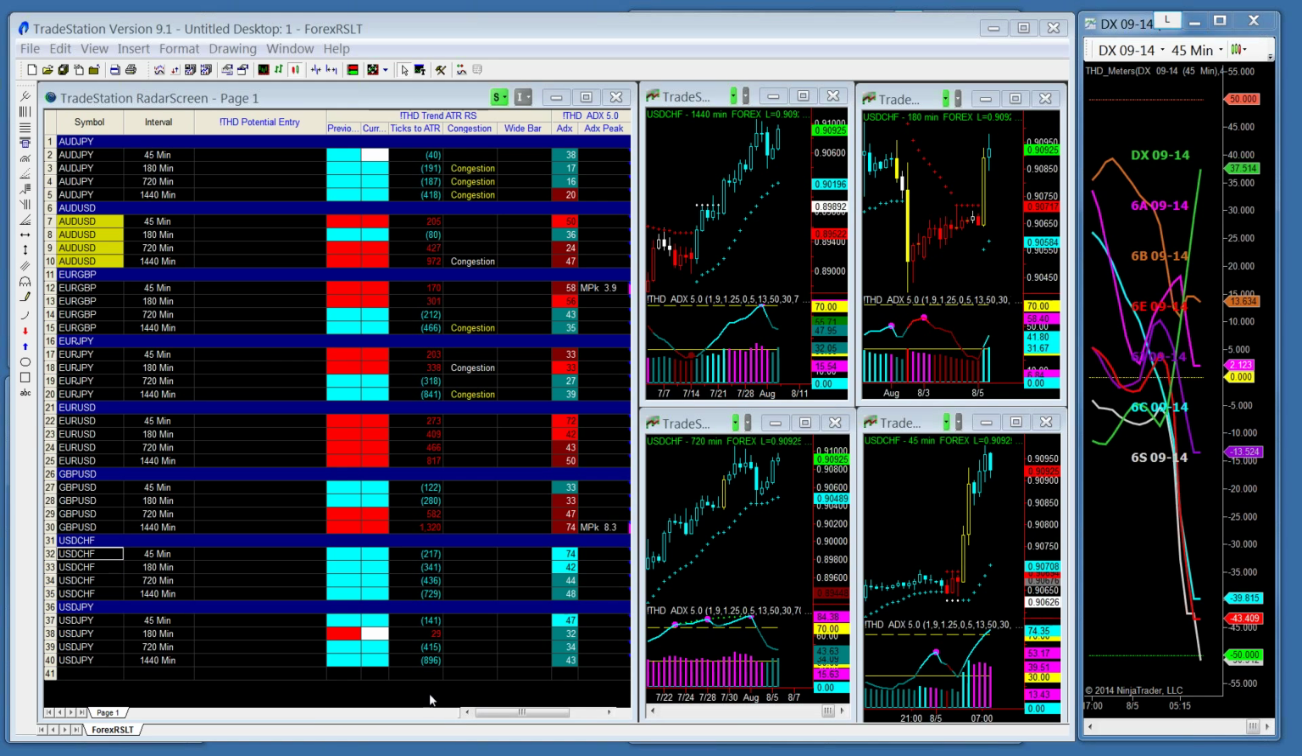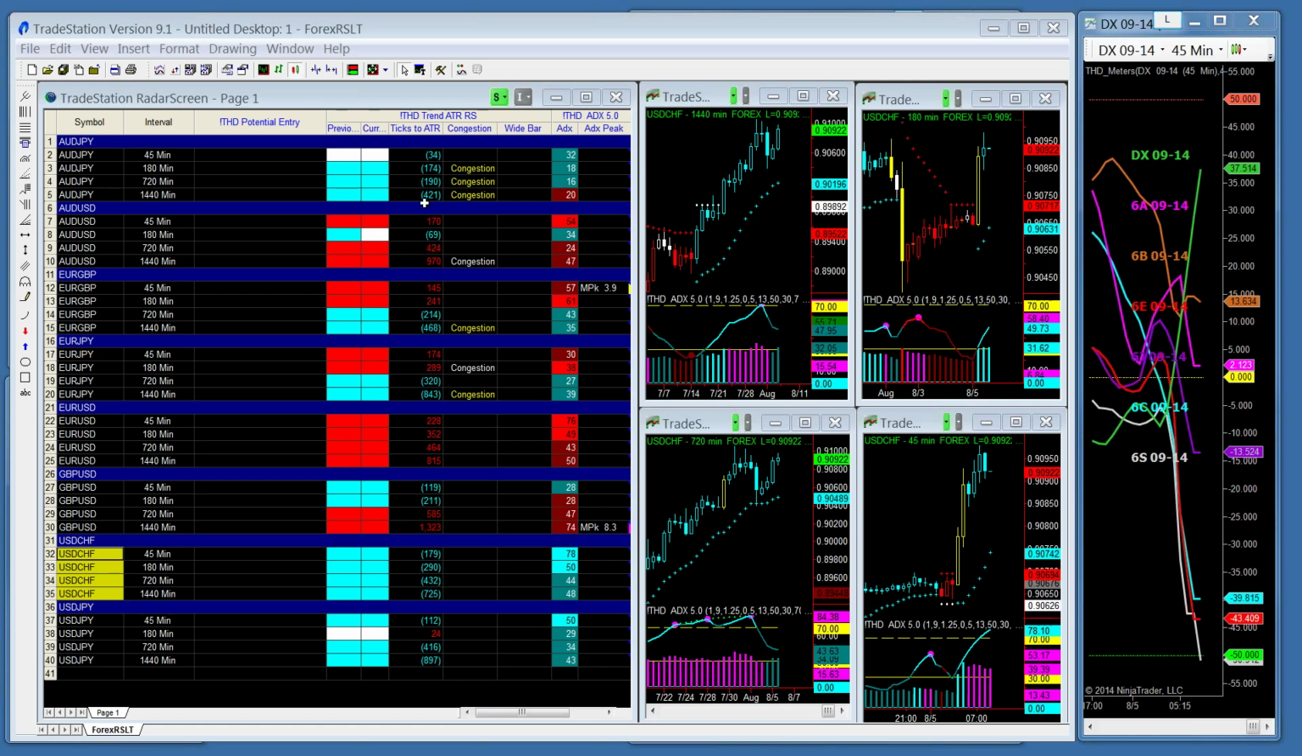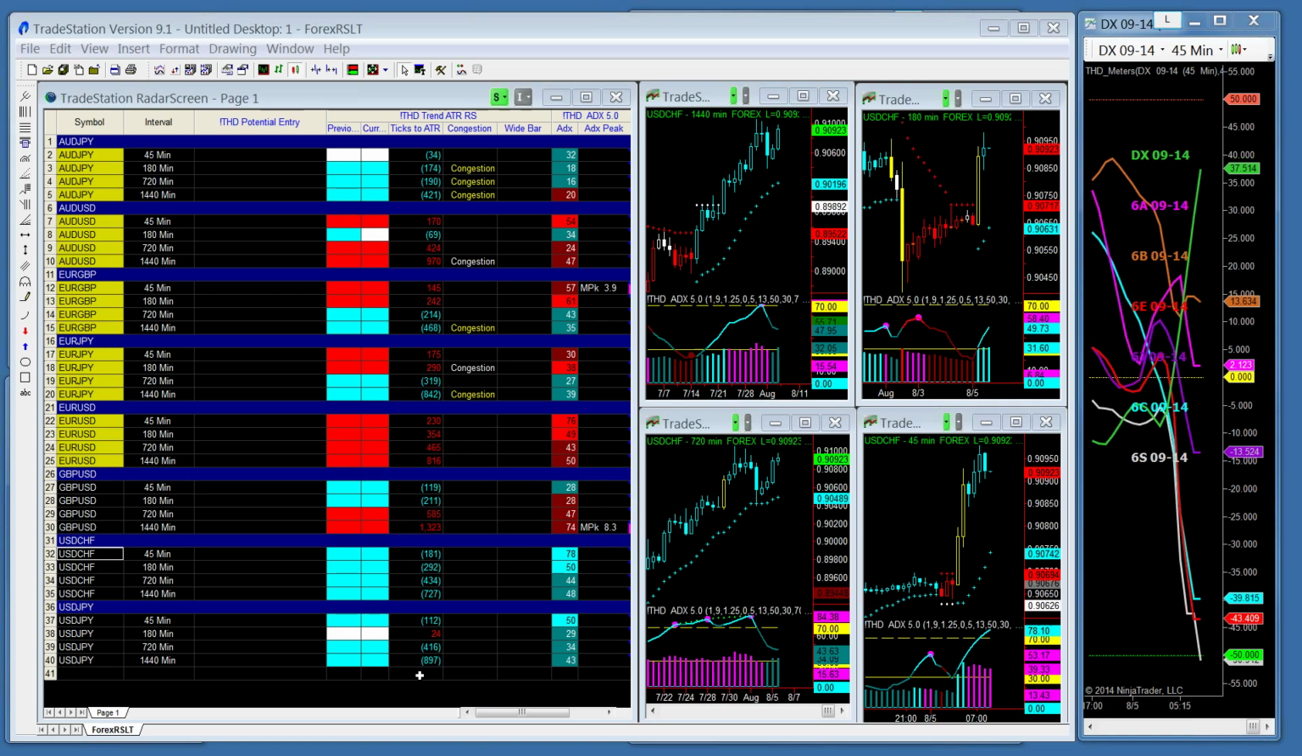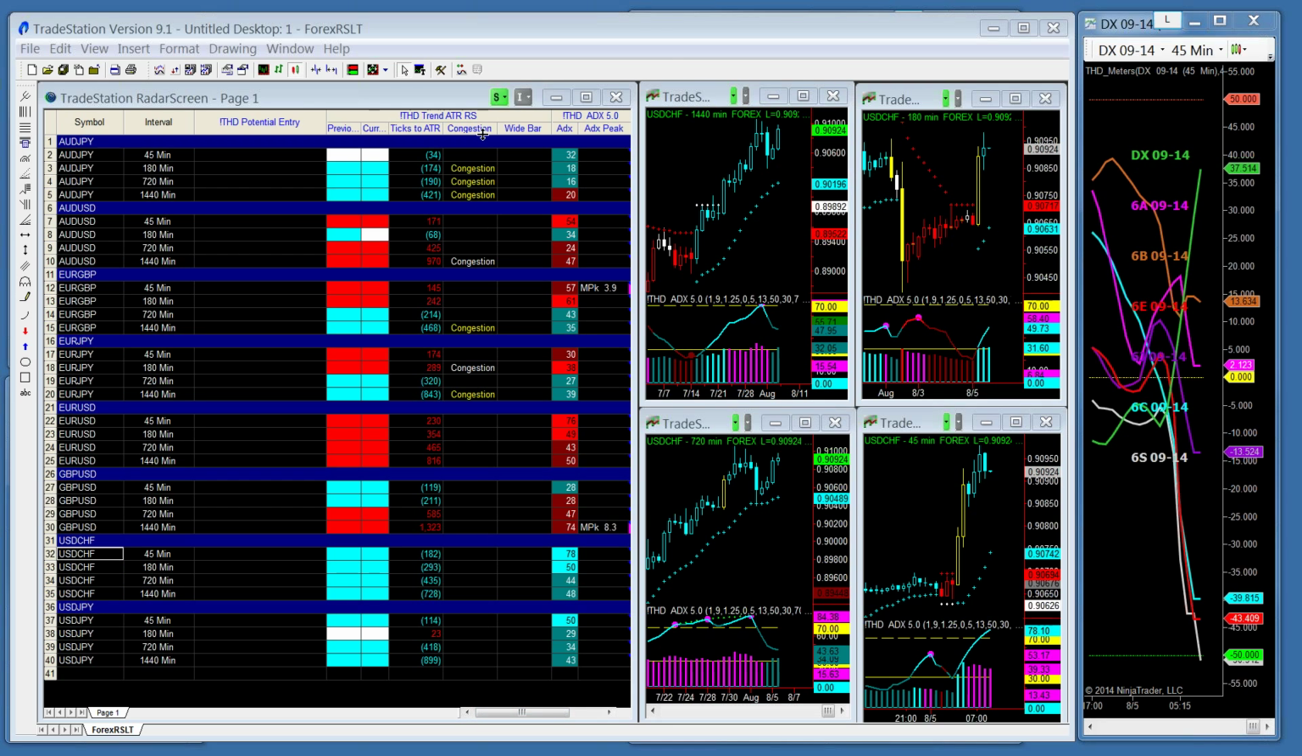Now, one of the reasons I wanted to bring this up in TradeStation is because of their radar screen capabilities. You can see we have the THD potential entry here. We also have the previous bar trend, the current bar trend. We have ticks to the ATR, so I know at any time how far we are from the ATR in ticks. And we also have the congestion highlighter.